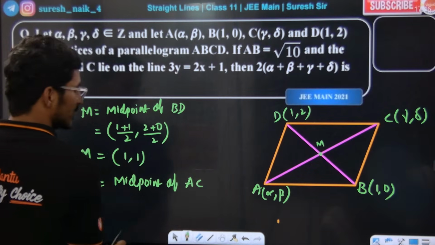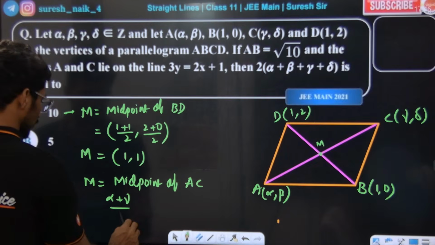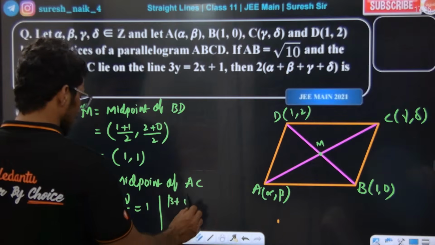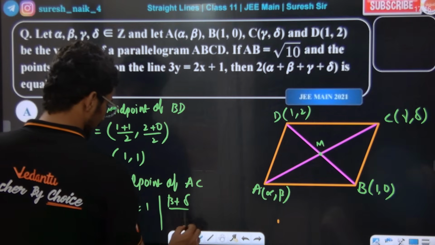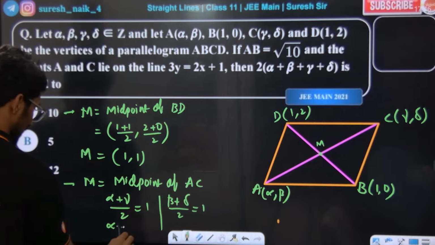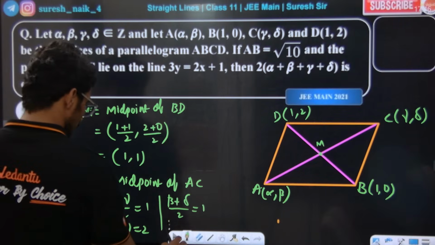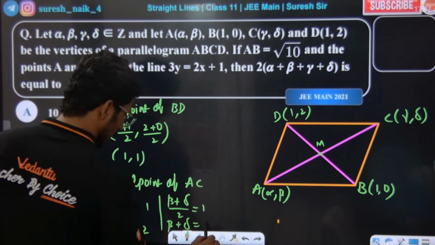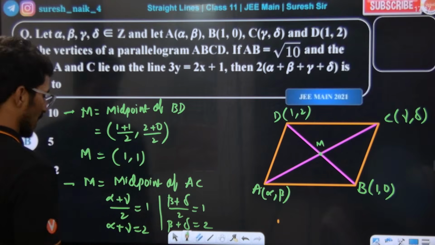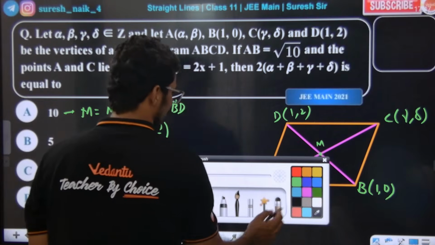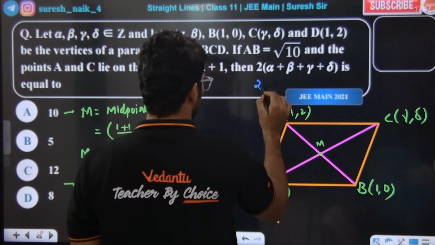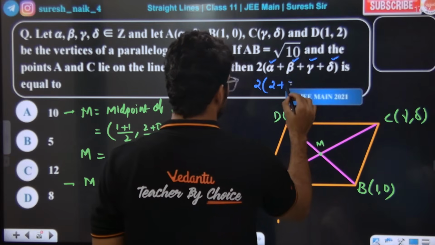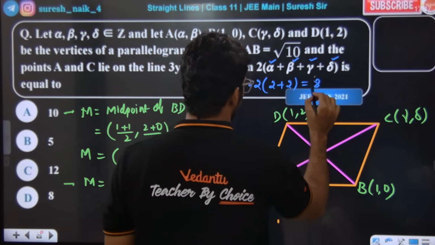Midpoint of AC means alpha plus gamma by 2 is equal to 1. Next, beta plus delta by 2 is equal to 1. Check. Alpha plus gamma is equal to 2. Beta plus delta is equal to 2. Correct or not? Tell me. Yes or no? So alpha plus gamma is 2, and beta plus delta is also 2. So 2 plus 2, 4, into 2, 8.